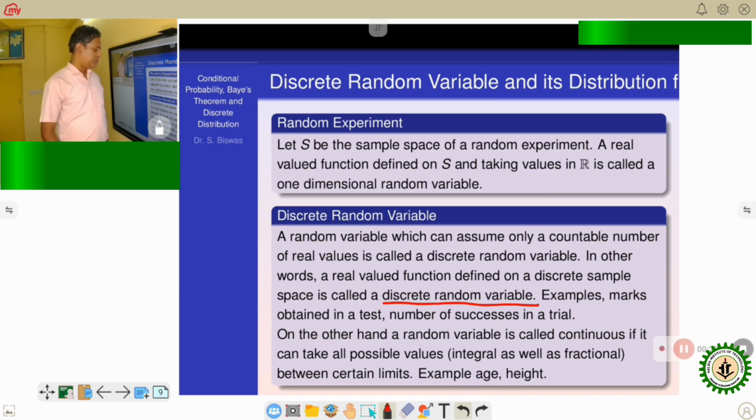Examples: marks obtained in a test, number of successes in a trial. On the other hand, a random variable is called continuous if it can take all possible values, integral as well as fractional, between certain limits. Examples: age, height, etc. So these are the classification of discrete and continuous random variable.